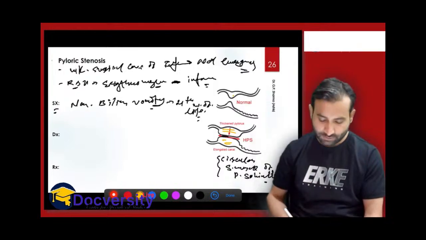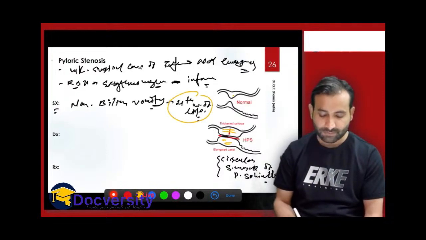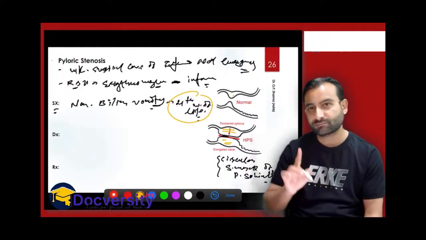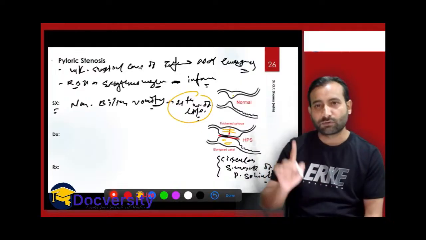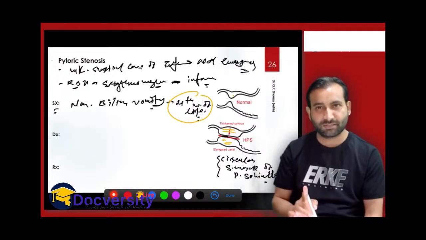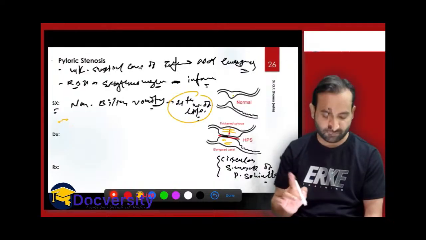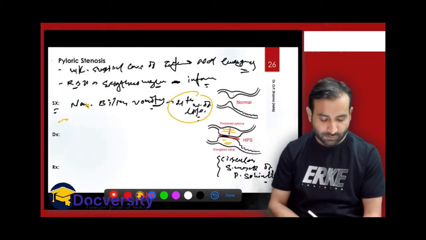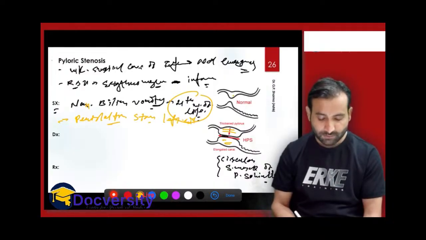The 4th week. So remember, duodenal atresia appears within 24 to 36 hours. But pyloric stenosis appears in what? The 4th week. Another point is that duodenal atresia has the bilious vomiting, but in case of the pyloric stenosis, we have non-bilious vomiting. Please remember. And here you will see what? You will see the peristaltic movement of the stomach from left side to right side.